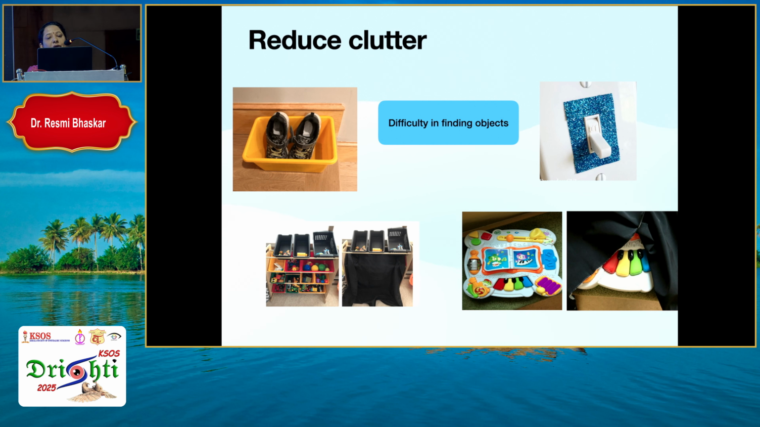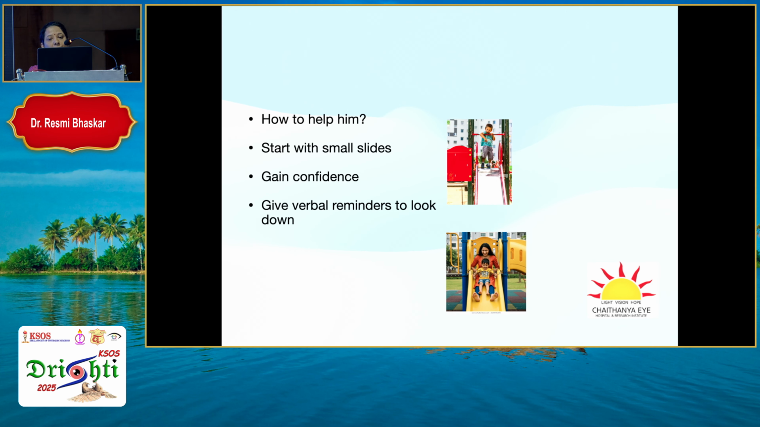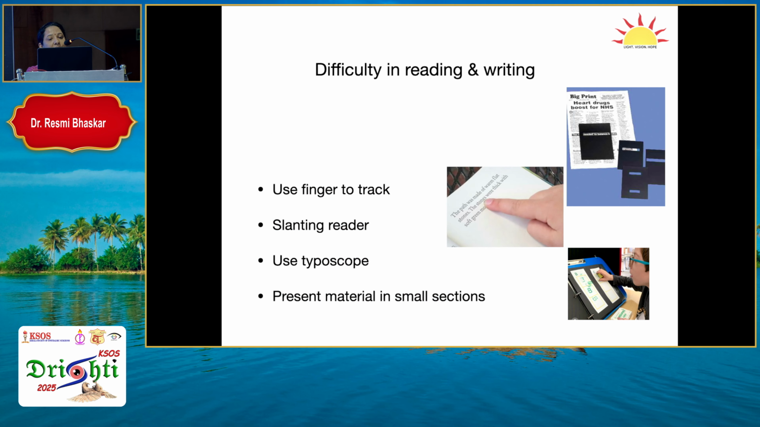And you have to reduce the clutter if they have difficulty finding objects. At the top of a slide, they have difficulty sliding down. Start with smaller slides, gain confidence in them, give them verbal reminders to tilt their head so that they will be able to enjoy the park. If they have reading and writing difficulty, use finger tracking. A slanting reader can be used where there is a lower field defect. Use a typoscope and present material in small sections.